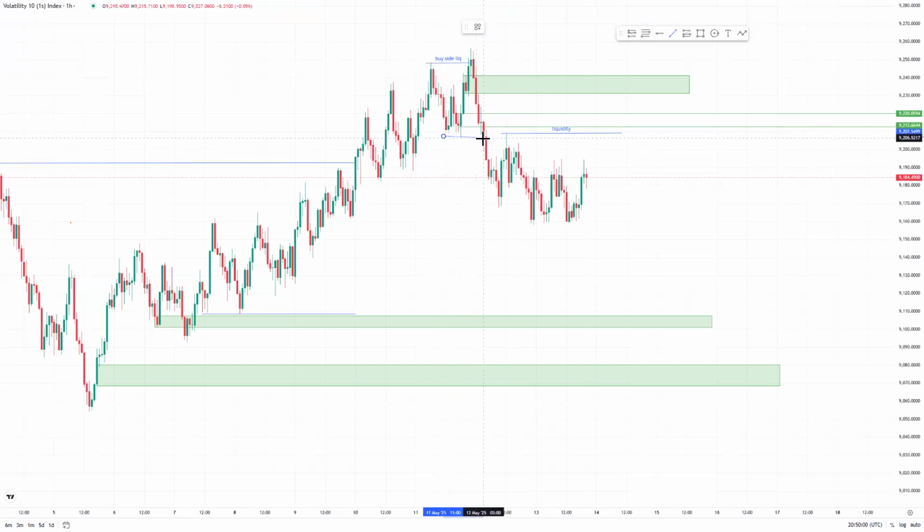market is trying to change character, so I should be alarmed. Market is trying to change character. What should I be looking for? I should wait for the market to do what? Give me what? Liquidity. Then after this break of structure downside, price reversed back to give me B as my liquidity. Then I mark it down.